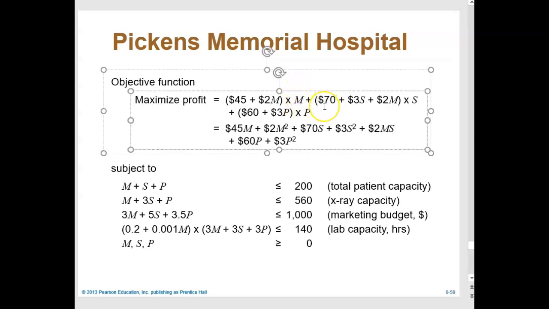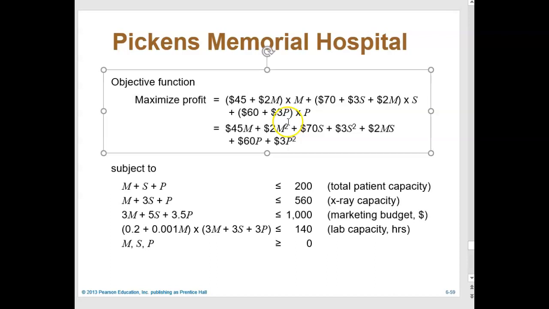The same way, the profit contribution for the surgical category is 70 plus 3S plus 2M, and we multiply that profit contribution with the number of patients in the surgical unit, so that's S. So this expression gets multiplied by S, plus the third term, which is coming from the pediatric unit, so the profit contribution which was given to us multiplied by P. So this way we end up getting an objective function which has three nonlinear terms, in fact actually four nonlinear terms in our overall expression.